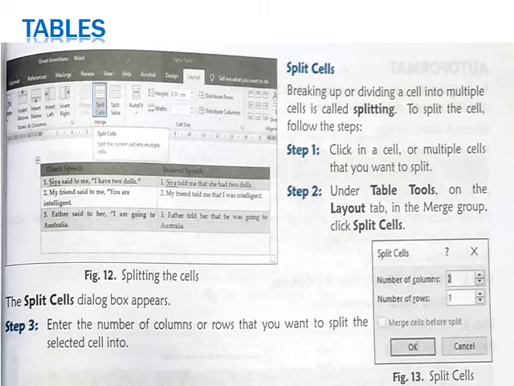To split the cells, what are the steps? Click in the cell or multiple cells that you want to split. Under the Table Tools on the Layout tab, in the Merge group, click Split Cells. Now, if you refer to figure 13, it will ask you how many columns or how many rows you want. So accordingly you choose, and then you can make use of Split Cells. Enter the number of columns or rows that you want to split the cell into, and you will see the effect. Again I am reminding the children, the prerequisite is to select the cells and then go for the option.